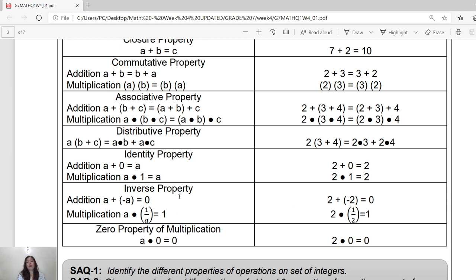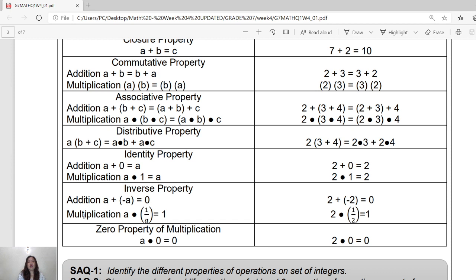We have inverse property. For inverse property, we have here any number A plus the inverse of A is always equal to 0. So an example we have here, 2. The inverse of 2, or the opposite rather, of 2 is negative 2. Then the opposite plus the given, 2 plus negative 2, is always equal to 0. A number plus its opposite is equal to 0.